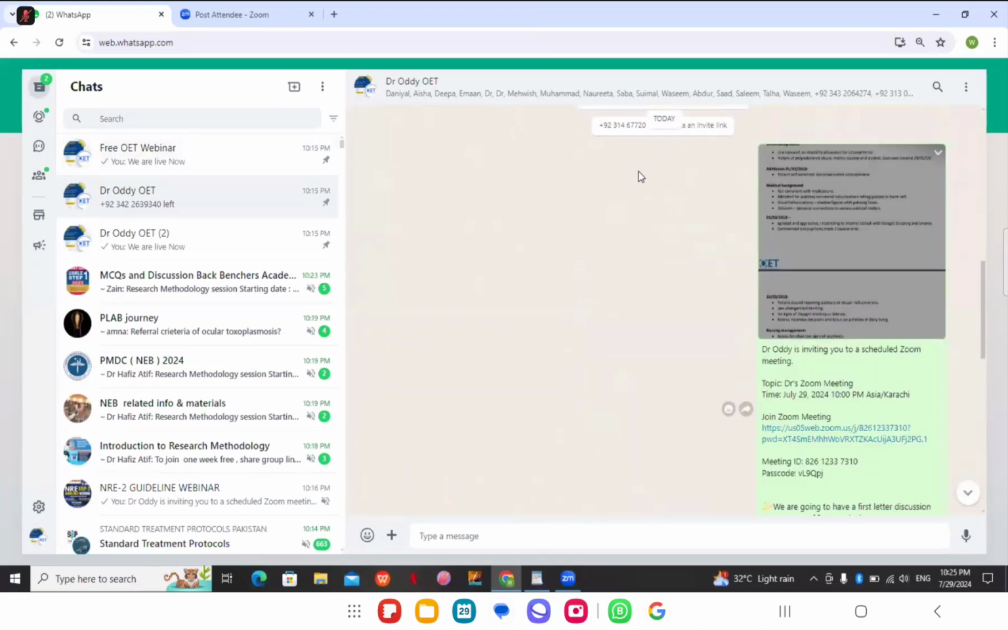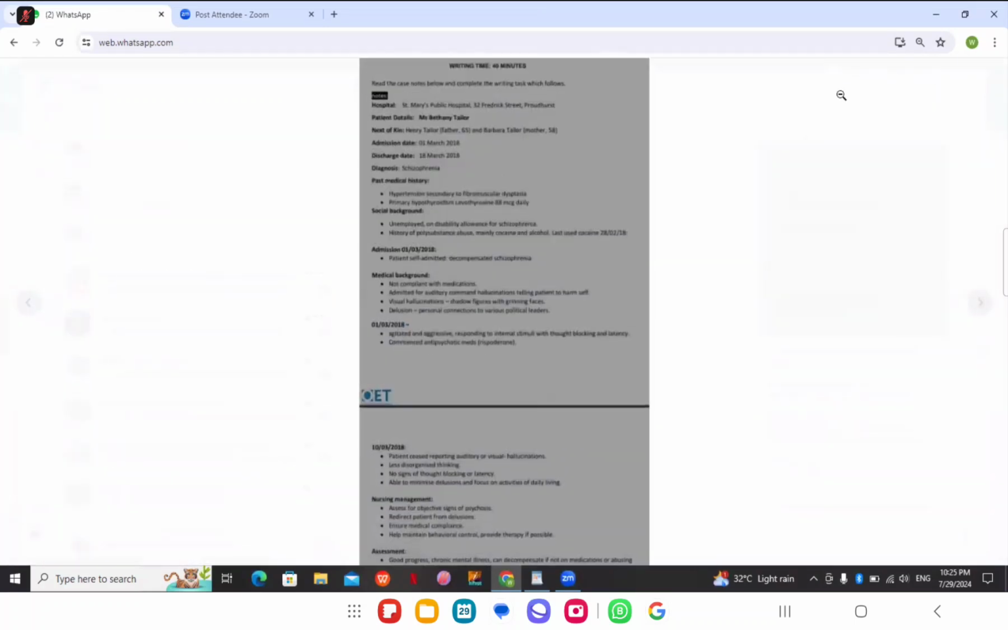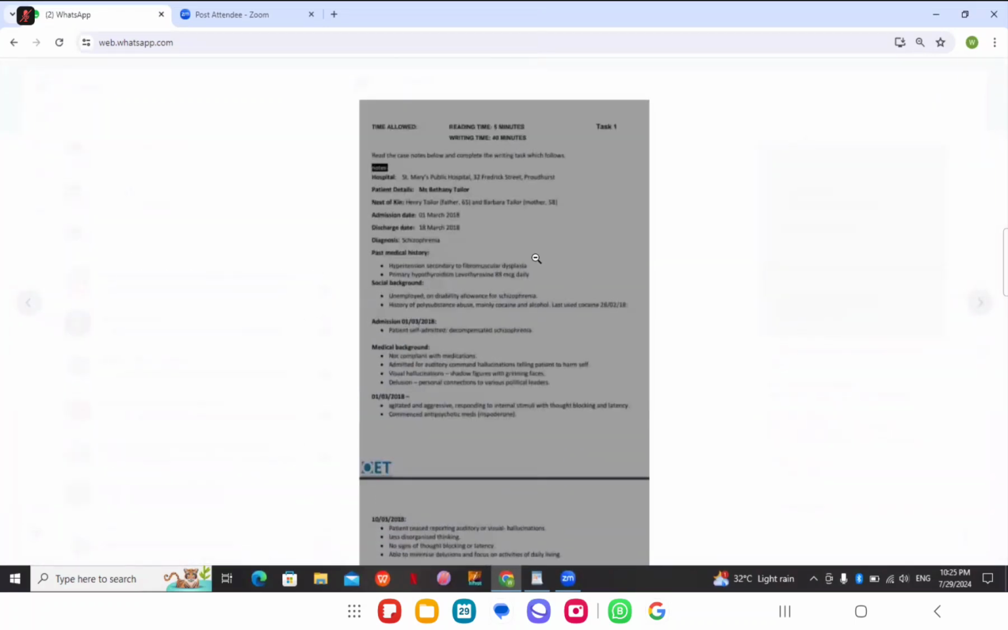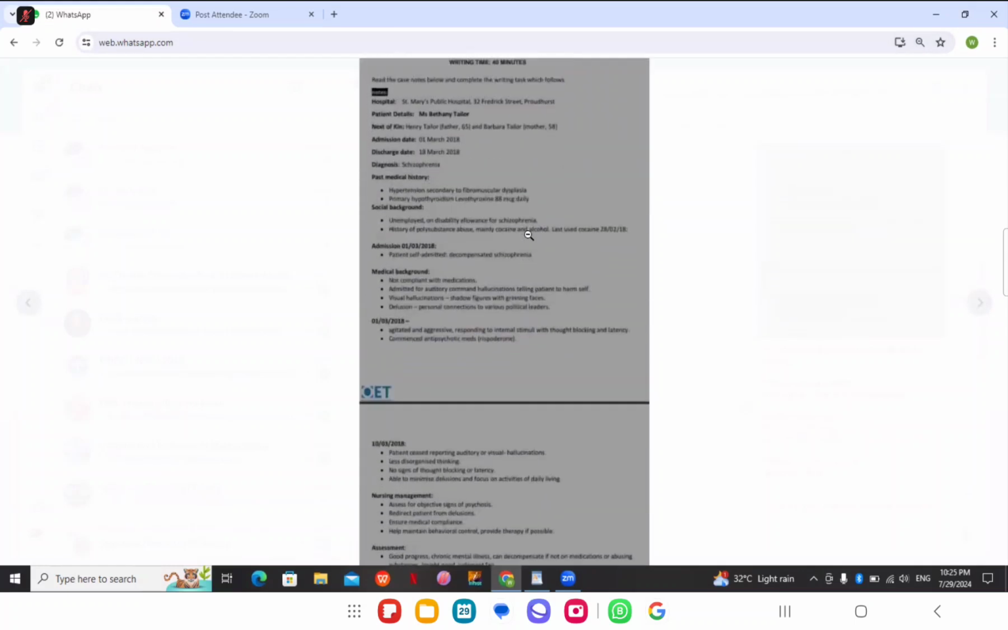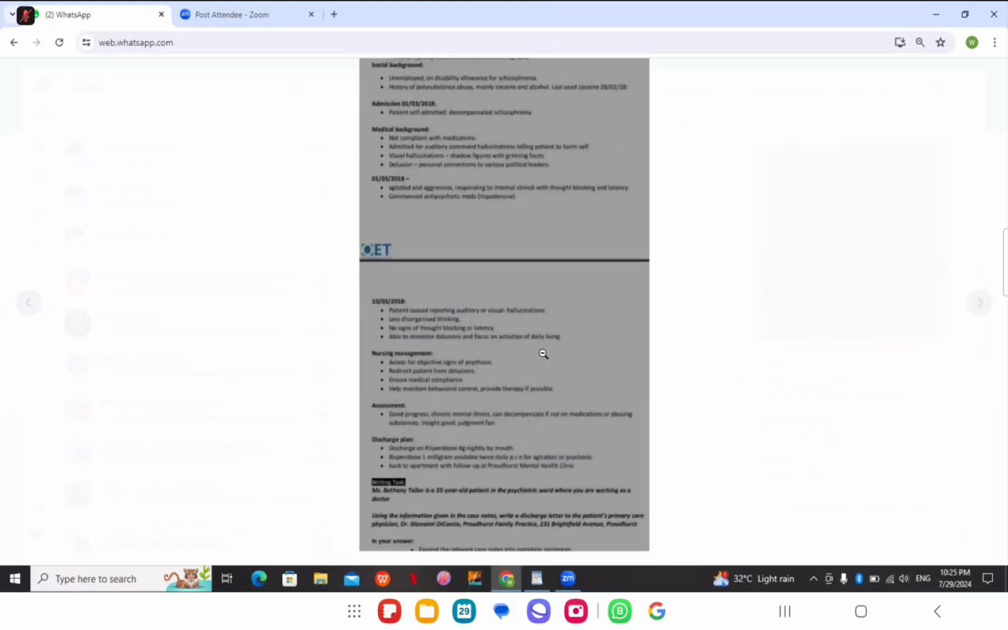Okay, so this was the picture that I sent. This is the first letter of that 50 letter PDF, okay, that I asked you guys that we're going to discuss. But you see in this picture, first of all, you'll see the name of the patient. It is Miss Bethany Taylor, but that's not important. What's the most important thing? The task. What is the task here?